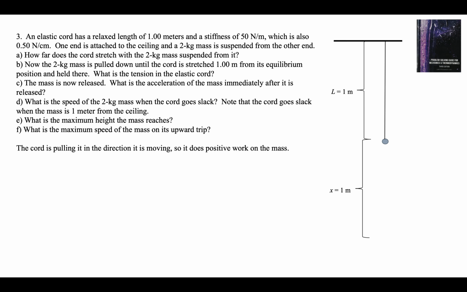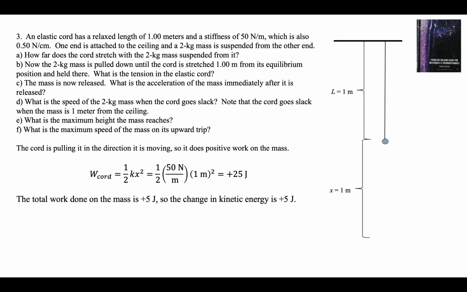The cord is pulling it in the direction it's moving, so it does positive work on the mass, and that is 1/2 kx squared. So 1/2 times 50 newtons per meter for k times 1 meter, that's plus 25 joules. So the cord did plus 25 joules of work on the mass. Gravity did minus 20 joules of work on the mass. The net is plus 5 joules, and that's the change in kinetic energy. So the mass has 5 joules of kinetic energy.